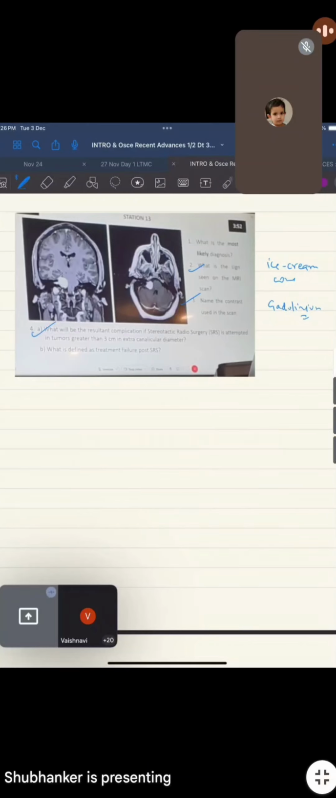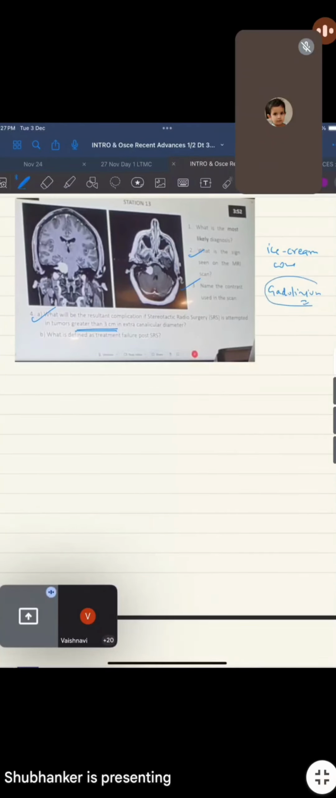Okay. Now, what will be the resultant complication if SRS is attempted in tumors greater than 3 centimeter? Okay. ये देखो, one question they have already answered over here. In another exam they have asked कि what is the size कि जिसमें SRS use कर सकते हैं. So you should say that it should be used in size which is less than 3 centimeter. Okay. So what I wanted to tell you over here is that one more thing. Please don't write this as GD.